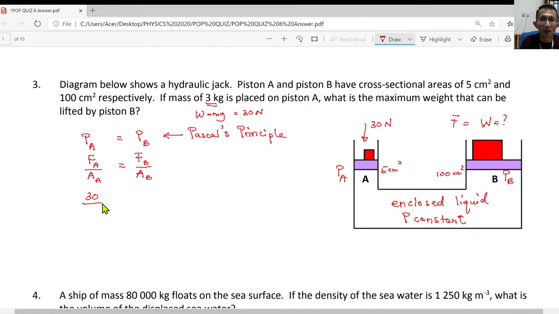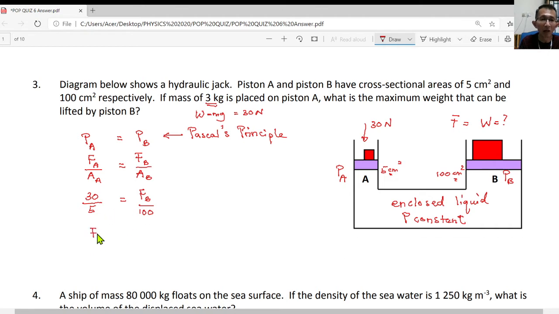Divided by 5. In this case, you notice that I am not going to change my area into meter, because my area here is centi, here is also centi. They are consistent because we can cancel the centimeter squared later on, so it's okay to leave it just like that. So I have force of 30, and area of piston A is 5, equals the force at piston B divided by the area, which is 100 centimeter squared.